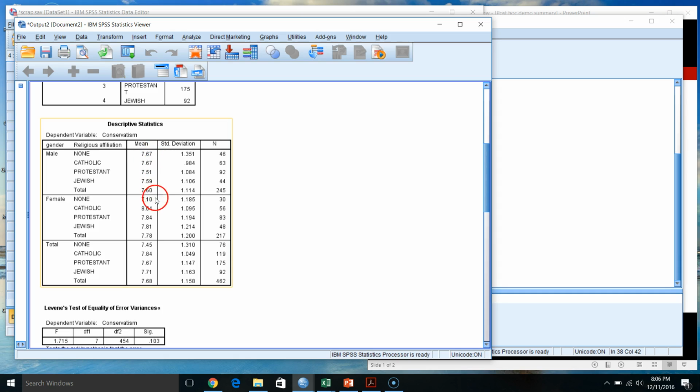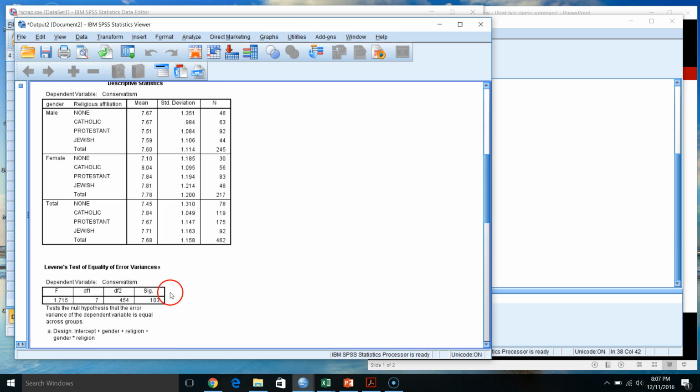But it looks like our means are all relatively similar. Not great news for an ANOVA design, but we'll see what happens. We also see our standard deviations are fairly similar. There's a little bit less variability in our Catholic men, but all in all, nothing that looks too crazy far out there.